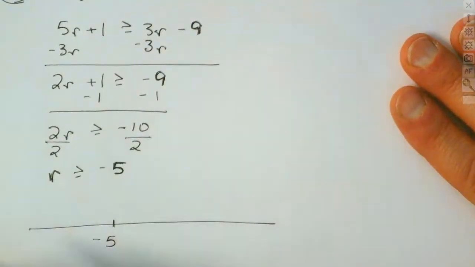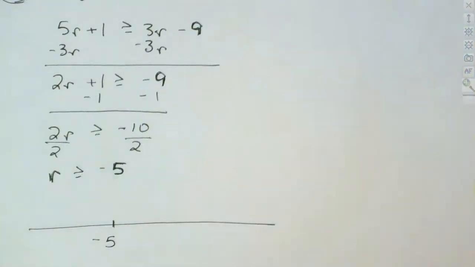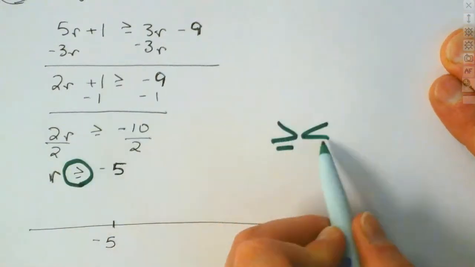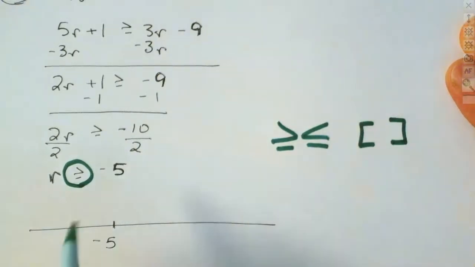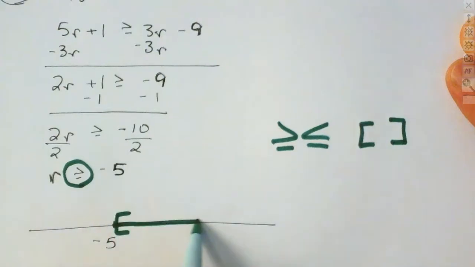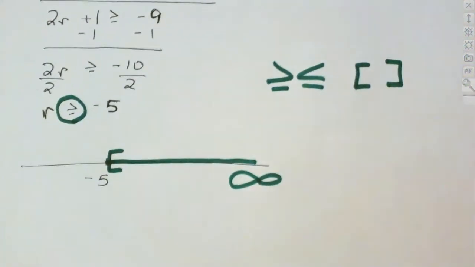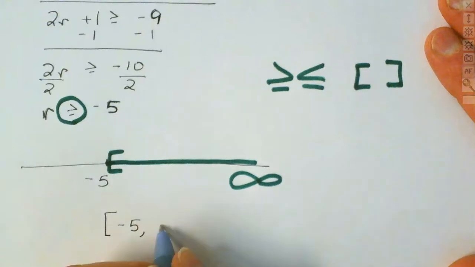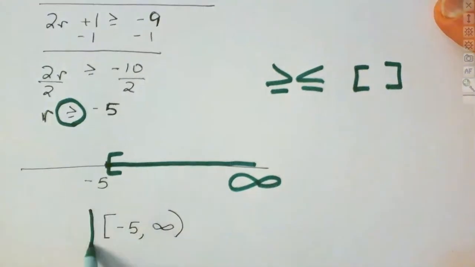So we have our -5. Which way does it point? It points to the right. Brackets or parentheses now? Yep, square bracket. Why? Because strictly greater than, greater than or equal to, less than or equal to, those get the bracket. So we're going to use a bracket. We're going to shade out to the right. Now, where does it go to? Positive infinity. So what does that look like now? In interval notation. Well, it looks like -5, comma, positive infinity with parentheses at the infinity.